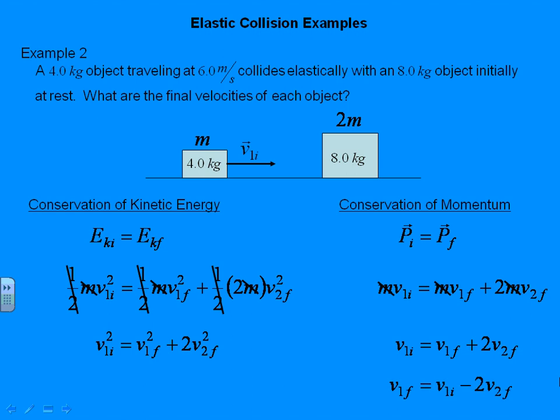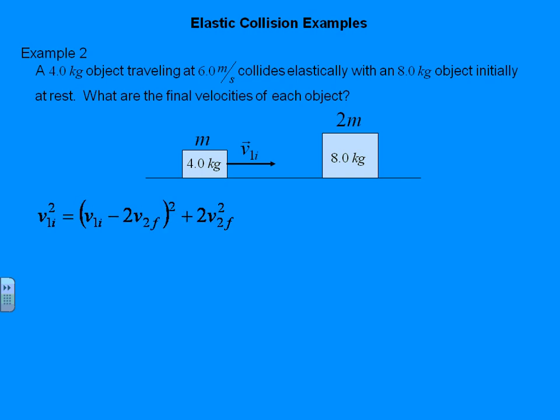The way to solve that, we solve one of the equations for one of the unknowns, and then we substitute it back into the other equation, like so. And we now have an equation that only has one unknown, v2f. Although we're going to have to do some algebra here in order to find it. So here are the steps. Feel free to use the pause button.